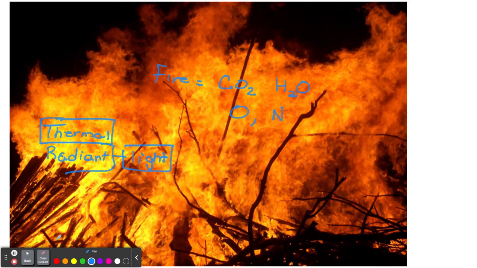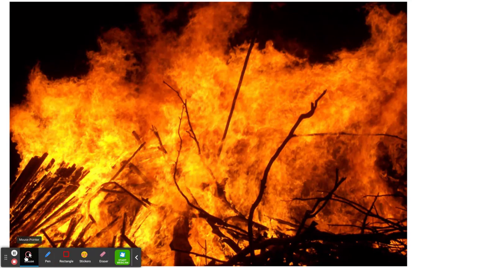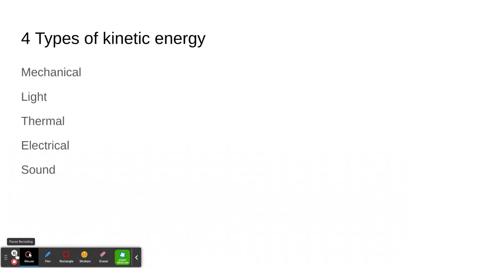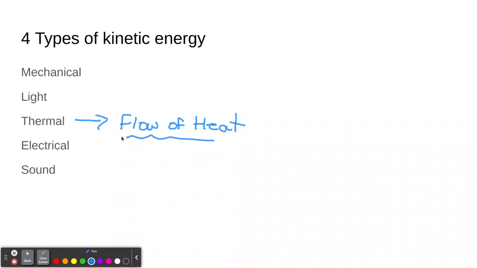So let's review. Here are the types of kinetic energy we talked about: mechanical, light, thermal, electrical, and sound. We are focusing on thermal for this video. In the other videos, we will continue on thermal energy. We'll also talk about the flow of heat a little more in detail. So remember, thermal energy, and we'll get our pen going there again. Stick with red. Thermal energy, well, it came out to be blue. Why not? Is the flow of heat. The flow of heat is thermal energy.